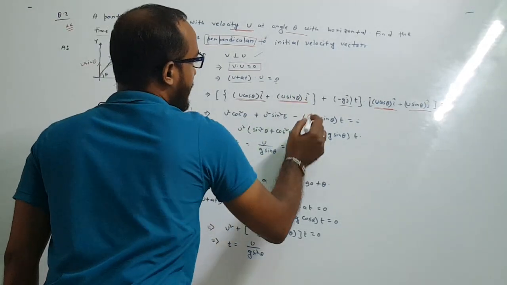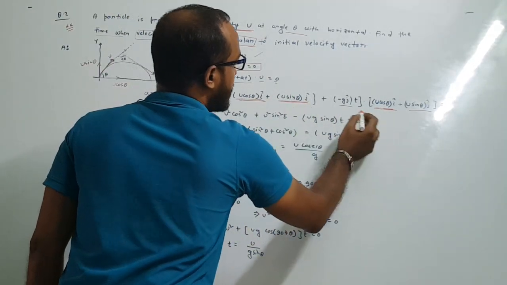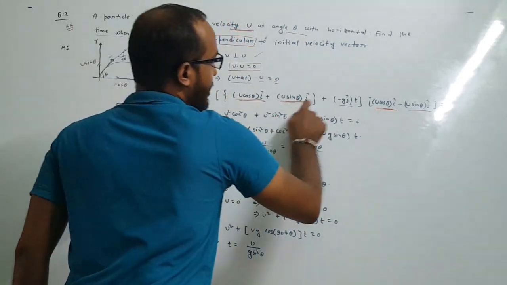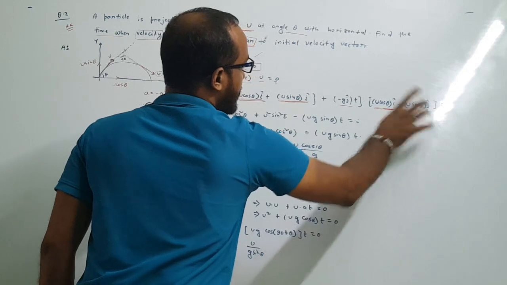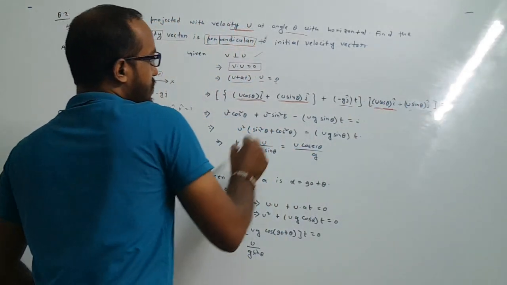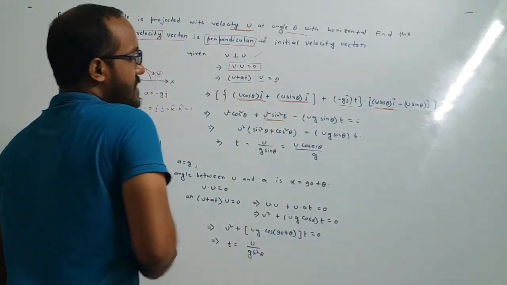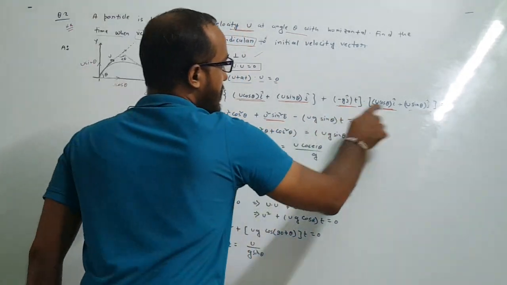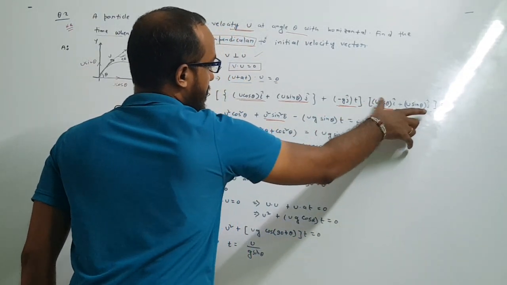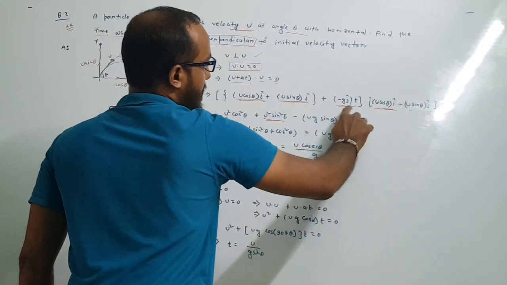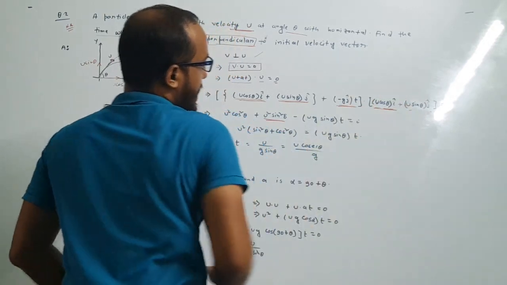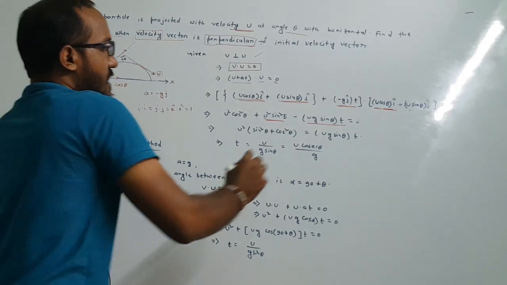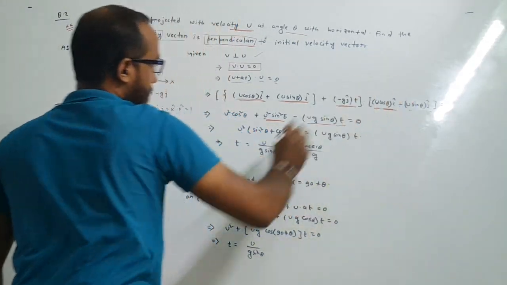Now see, j dot j: u sin theta into j cap plus u sin theta into j cap, that is u square sin square theta. Now there is another component of j, that is g. So j into this and j into this. So j square, j into j is 1. So minus gt into u sin theta, that means minus ug sin theta into t. That should be equal to 0 as it is.